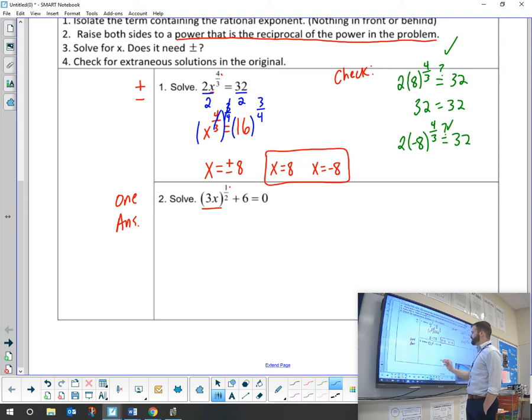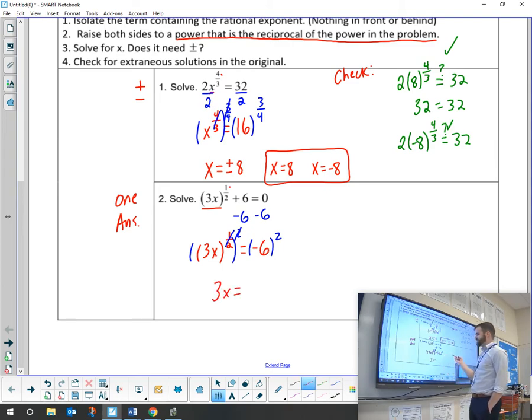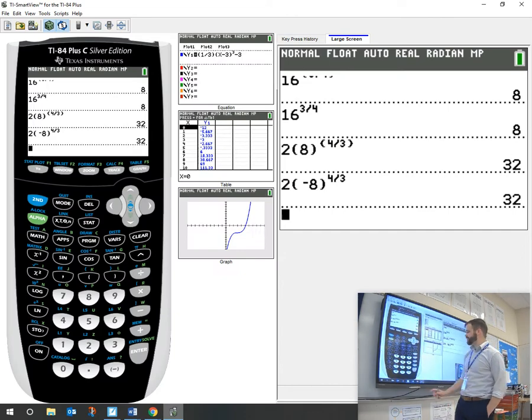So to start it off, I'm going to get rid of this minus 6. We're going to have parentheses, 3x to the 1/2 equals negative 6. Then, I'm going to clear out that 1/2 by raising both sides to the reciprocal of it, to it flipped. So I'm going to raise this side to the power of 2. I'm going to raise this side to the power of 2. Now, the great thing is that cancels, and so I just have 3x equals whatever negative 6 to the power of 2 is. Let's pull up my calculator.